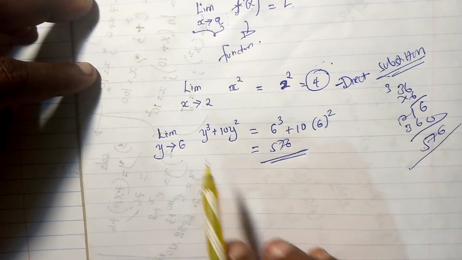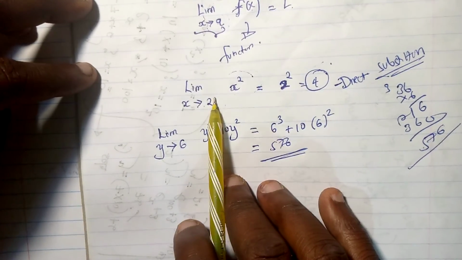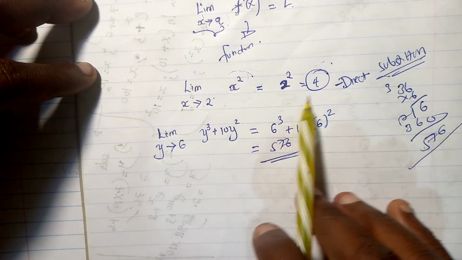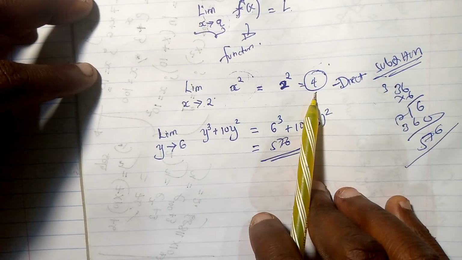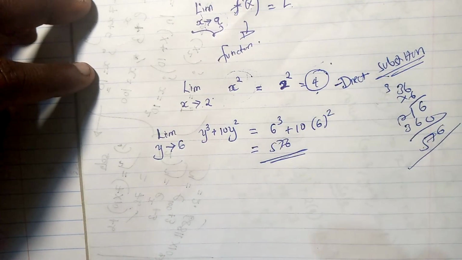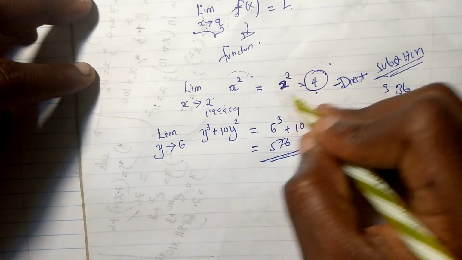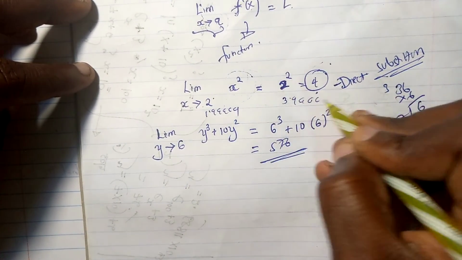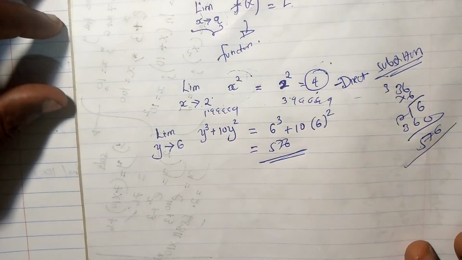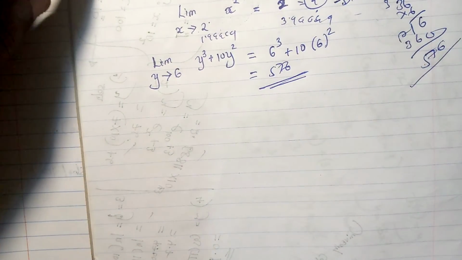What it means is that as x approaches 2, the value of the function x squared is nearing 4. It can be maybe 1.9999999, and the value here will be 3.9999999, something of that kind. That is the layman's interpretation of what it means for the limit.